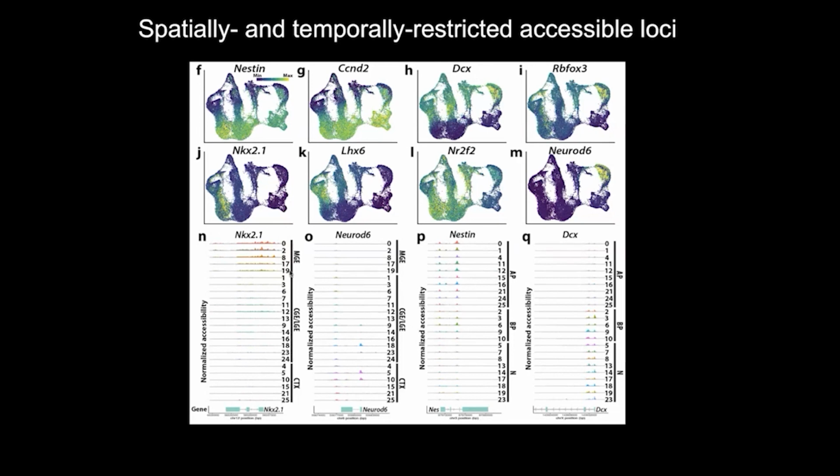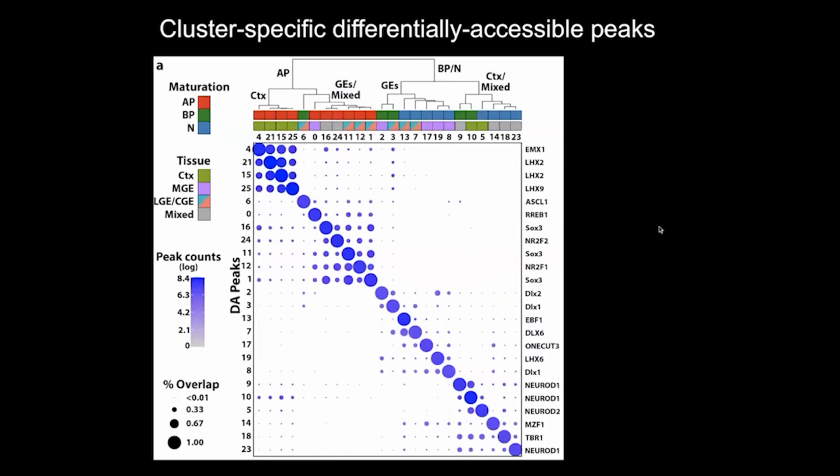Again, there's about 25. So if you group the MGE clusters over here, you can see that the NKX2.1 locus is accessible in these MGE clusters and inaccessible in these other regions. And again, you can perform this type of analysis for any gene that you're interested in. Now, this is kind of a complex figure, but it has a lot of information in it.